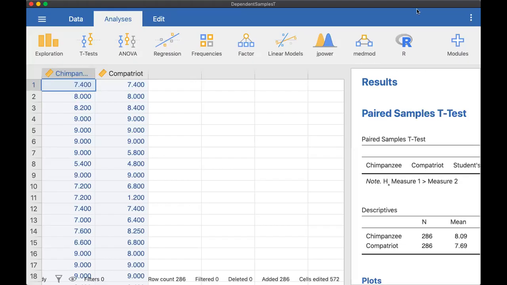Hey everybody. So after you've learned now how to calculate and run a dependent samples t-test by hand, essentially in the slides, I'd like to show you how to run this type of analysis in Jamovi.